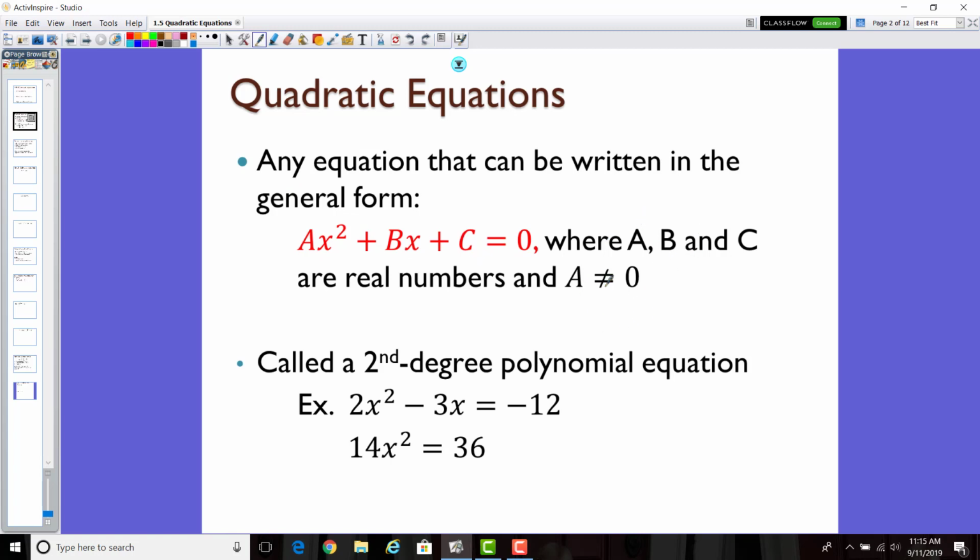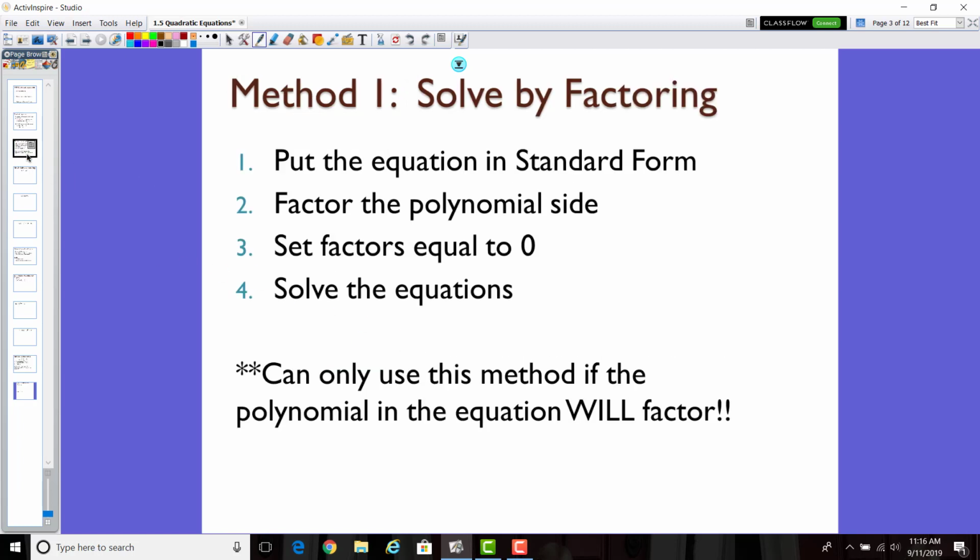The only criteria is that the a number cannot be 0. Traditionally, we keep a greater than 1. We want it to be positive. So this is what we consider to be standard form. 2 of the 3 methods that we're going to talk about to solve these equations have to be in this form in order for us to solve the equation. Okay? We can also call these second-degree polynomial equations because the highest exponent is 2.